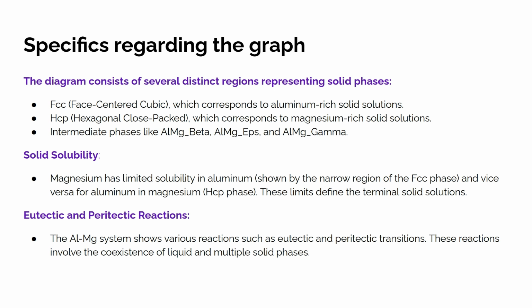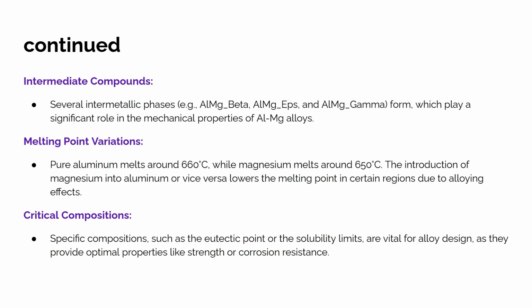Eutectic and peritectic reactions. The aluminum-magnesium system shows various reactions such as eutectic and peritectic transitions. These reactions involve the coexistence of liquid and multiple solid phases. Continuing, we have intermediate compounds. Several intermetallic phases, like the ones we just went over, form, which play a significant role in the mechanical properties of aluminum-magnesium alloys.